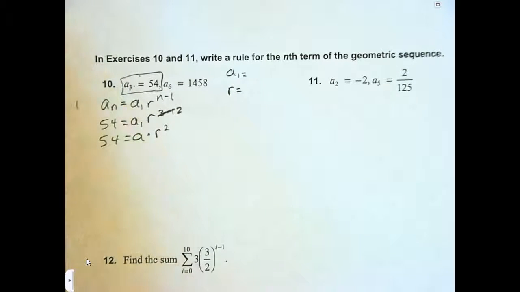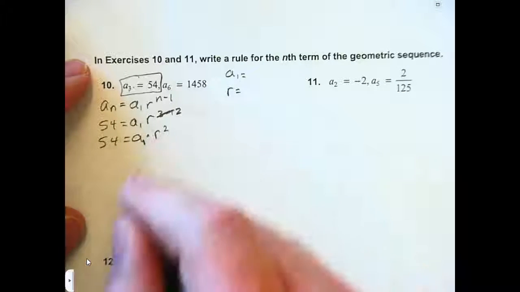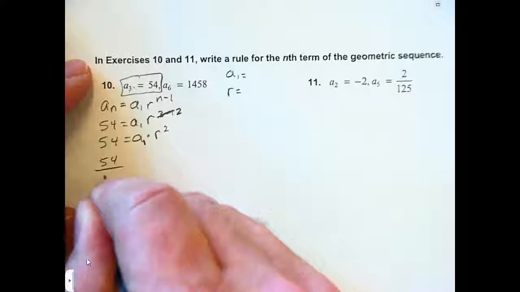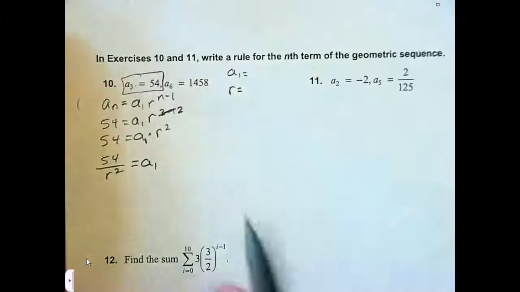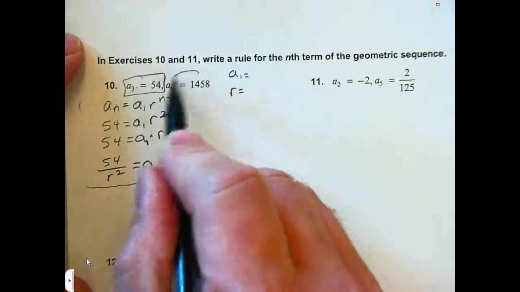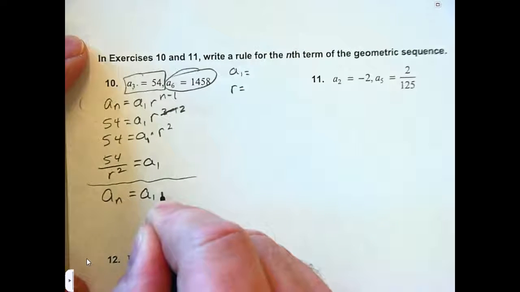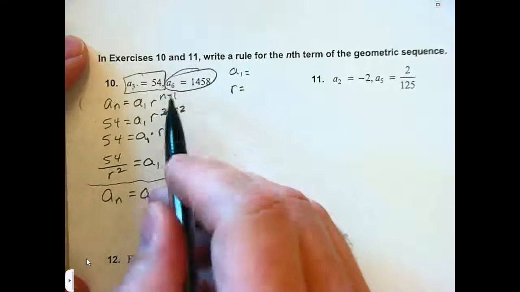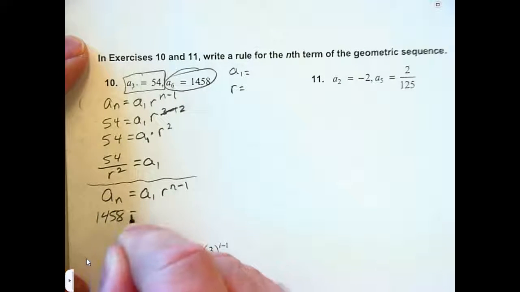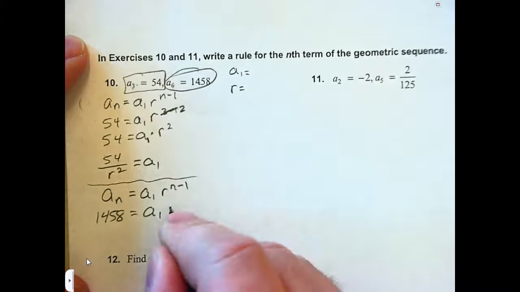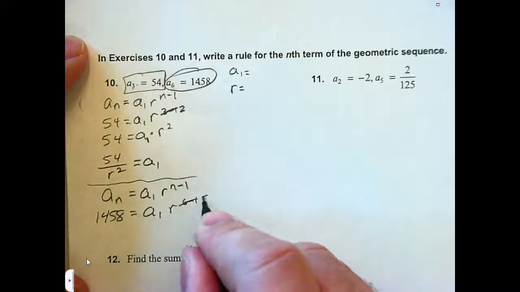We still have 2 variables. So if I solve for one variable, say like a sub 1, so divide by r squared on both sides, I get 54 divided by r squared equals a sub 1. Why would I even do that? Because then I can substitute it into another equation for a sub n, where a sub n, or a sub 6, is 1458, okay, which makes that r to the fifth.